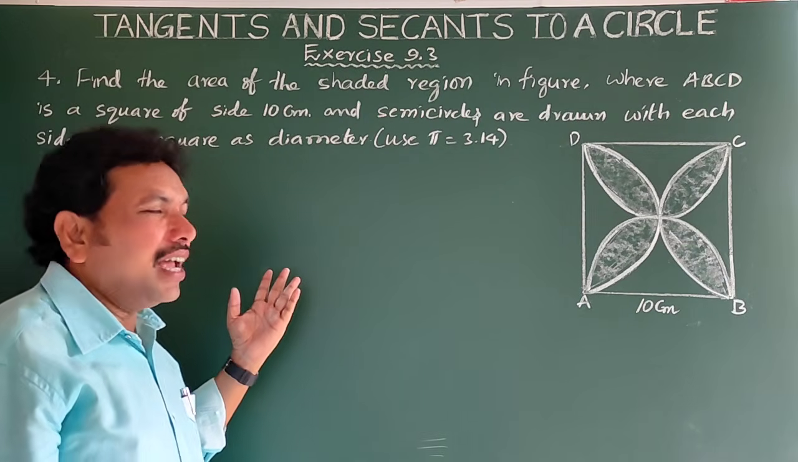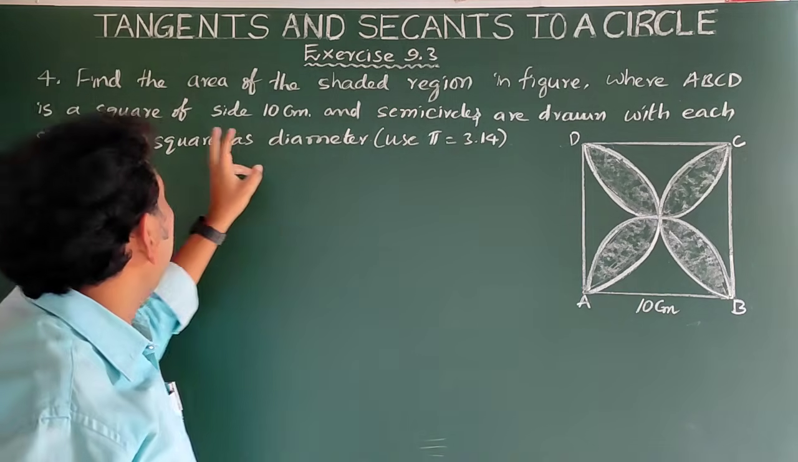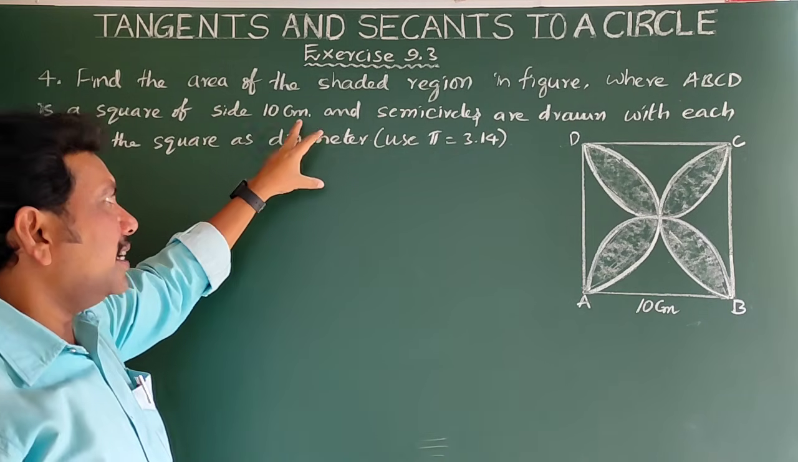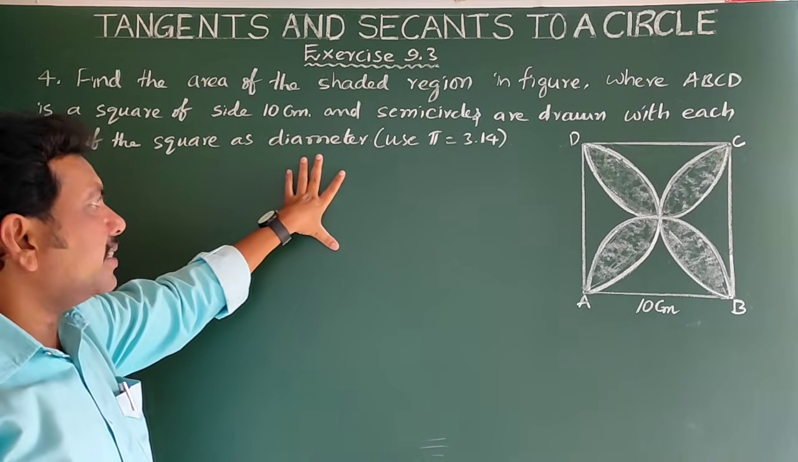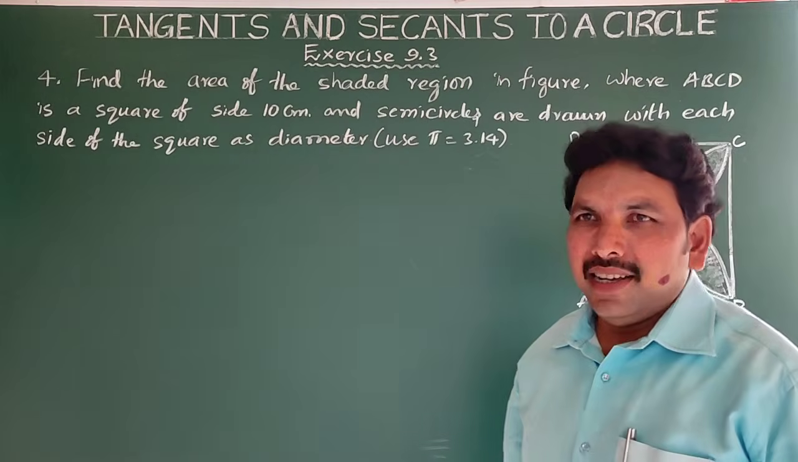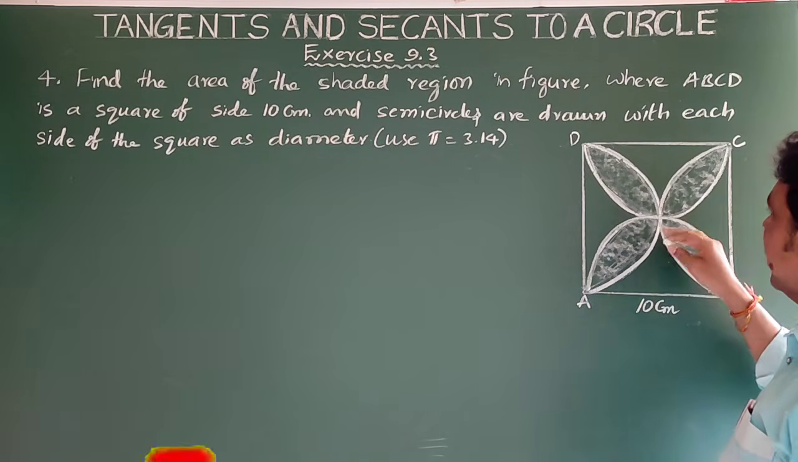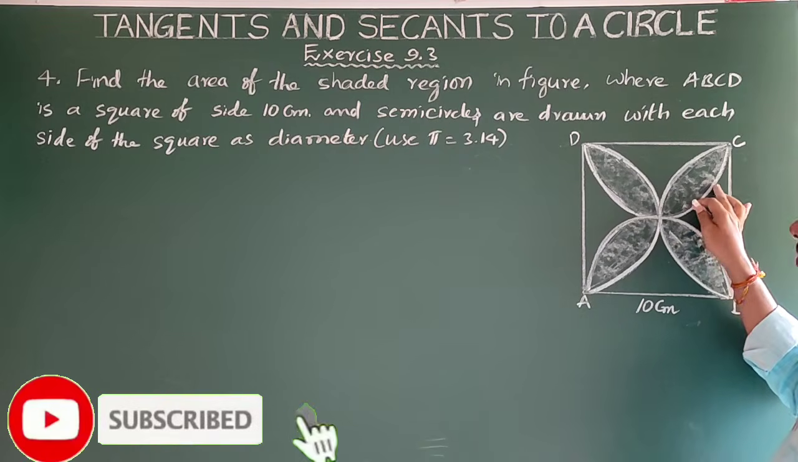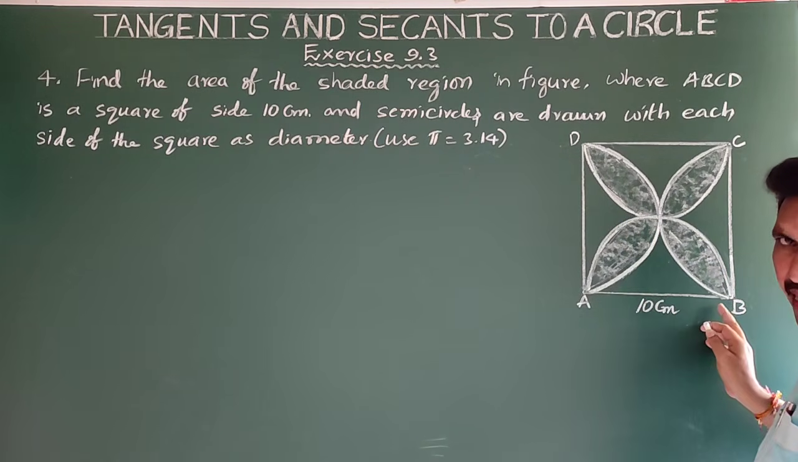Next, fourth question. Find the area of the shaded region in the figure, where ABCD is a square of side 10 centimeters and semicircles are drawn with each side of the square as diameter. Use pi is equal to 3.14. See, find the area of the shaded region in the figure. Area of the shaded region means this one.